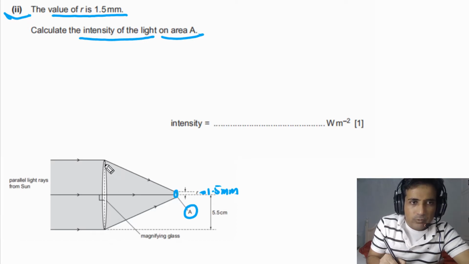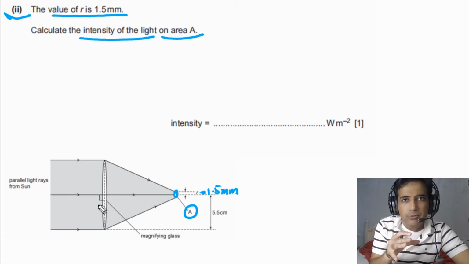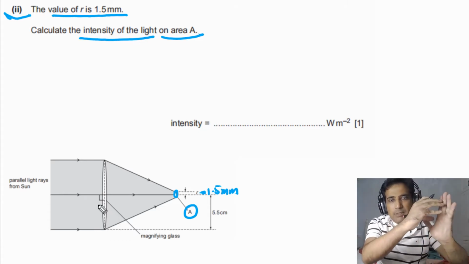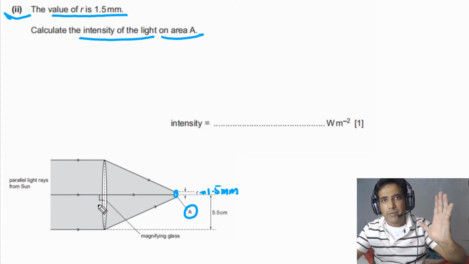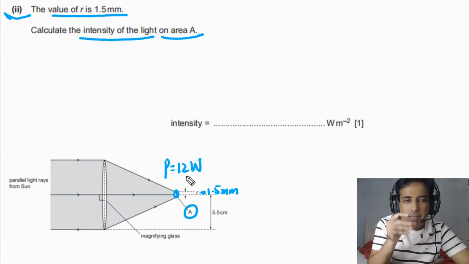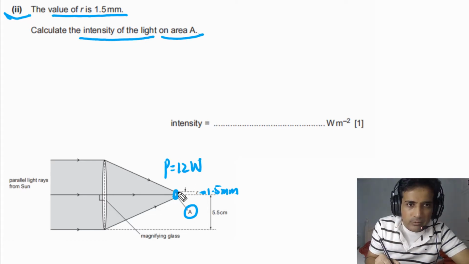Already we have calculated the power of the light incident on this magnifying glass. In this question, it is also given to us that all the light incident on the magnifying glass is transmitted through the magnifying glass. So it means that the power of the light reaching this area is equal to 12 watts, because no light is absorbed by the magnifying glass. So the power of light reaching this point is also equal to 12 watts.